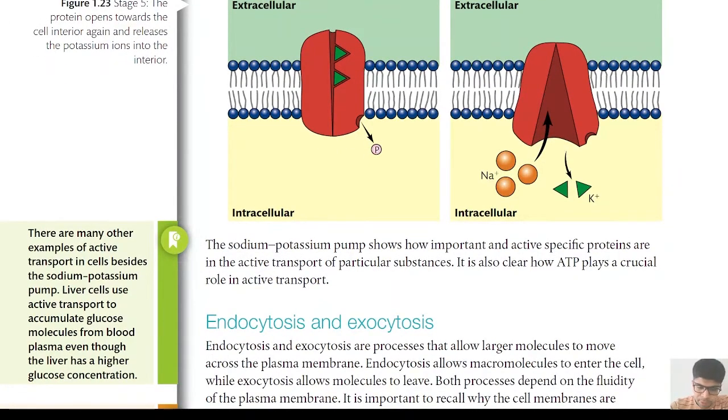The sodium potassium pump shows how important specific proteins are in the active transport of a particular substance. It is also clear how ATP plays a crucial role in active transport.